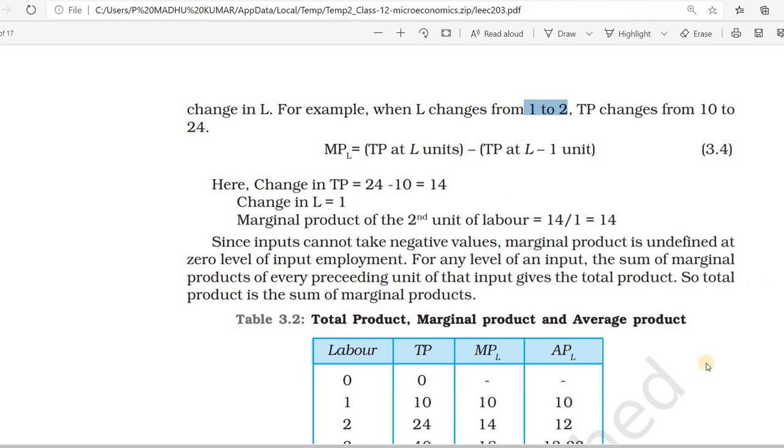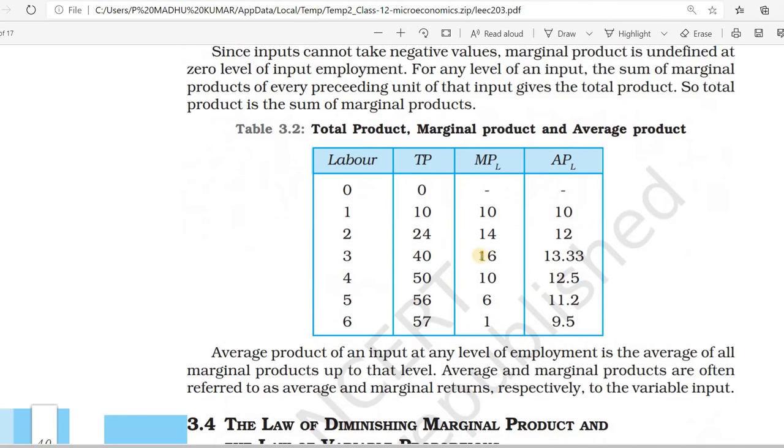So total product is the sum of the marginal products. Here you can see when labor is 0, total product is 0. When it is 1, total product is 10, and the marginal product will be the same. Then when it became 2, what is the difference between 10 and 24? The difference is 14, means 24 minus 10, the value is 14.